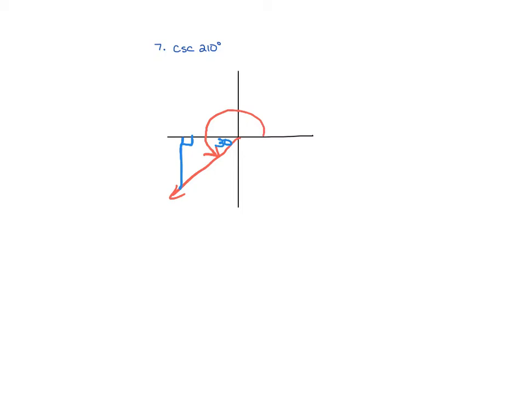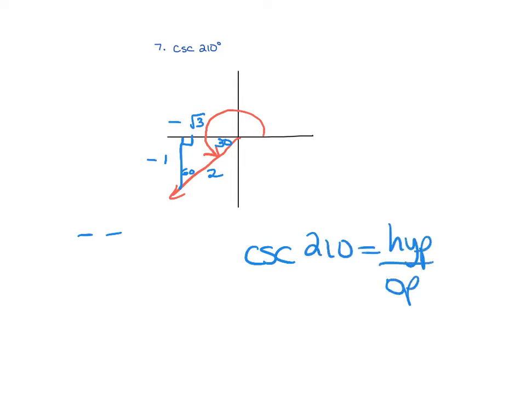So again, the side across from the 30 is the 1. The hypotenuse is the 2. And then the side across or opposite the 60 is the square root 3. Again, signs in quadrant 3 are negative, negative. So negative 1, negative square root 3. Cosecant uses hypotenuse and opposite. The hypotenuse is 2. The side opposite is going to be -1. So the cosecant of 210 is -2.